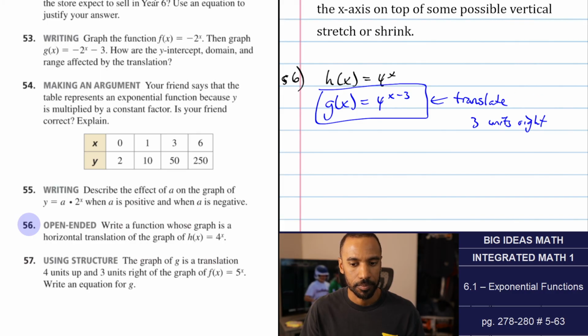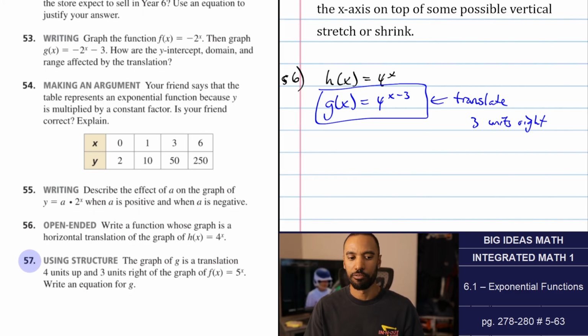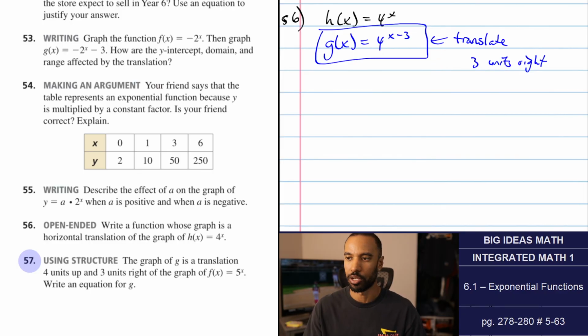Number 57. Using structure. The graph of g is a translation 4 units up and 3 units right of the graph of f of x equals 5 to the x power. Write an equation for g. These questions are nice and quick. We don't have to graph.